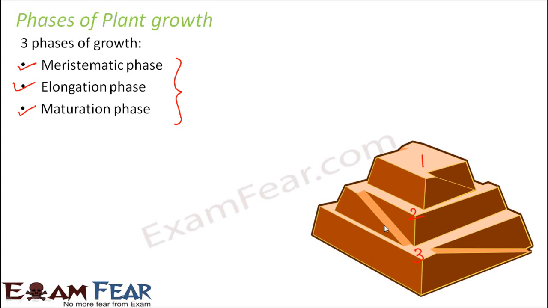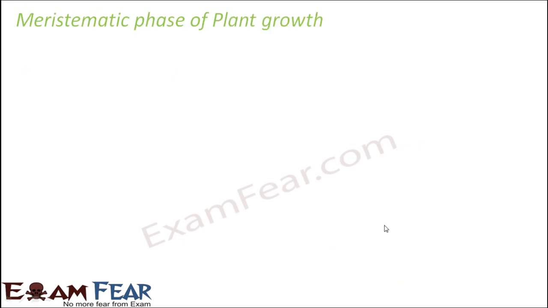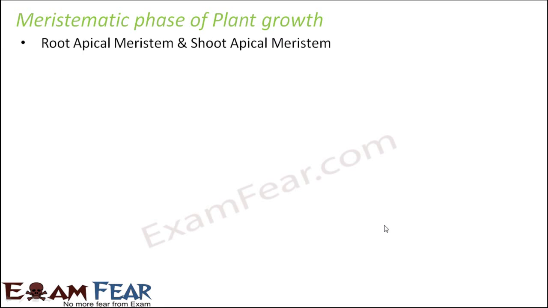So let us discuss each of these phases in detail. So what is meristematic phase of plant growth? Now the word meristematic, again, comes from dividing. So this is that phase of plant growth where the cell divides. So root apical meristem and shoot apical meristem together perform the main role in this phase of plant growth. How? Because these two apical meristems are mostly involved in dividing and forming new cells.